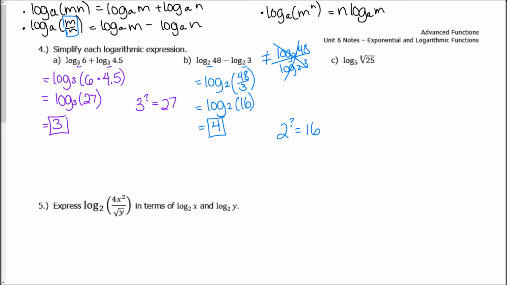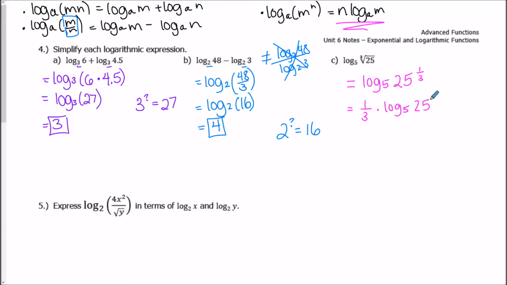All right, and now for question C, it says log base 5 of the cube root of 25. So what I'm going to do is rewrite this as log base 5 of 25 raised to the power of 1/3. Okay, and using this right here, we know that if we have an exponent here, it can go in front. So I can say this is equal to 1/3 times log base 5 of 25.